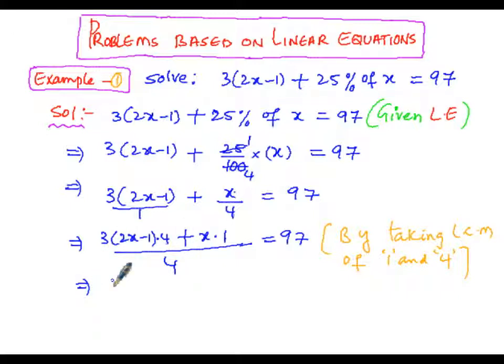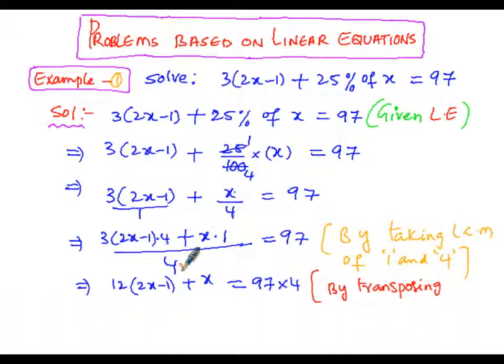Now the next logical step will be 3 fours are 12 multiplied with the bracket 2x minus 1 plus x ones is x, equal to 97. Since 4 is in the denominator on the left hand side, when it is transposed to the right hand side, your division will become multiplication. So 97 is already there on the right hand side, and 4 becomes into 4 when it is transposed. We got this logical step by transposing the LHS term, 4 in the denominator, to the right hand side.